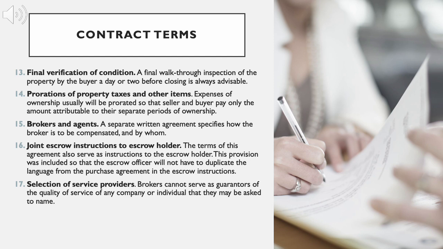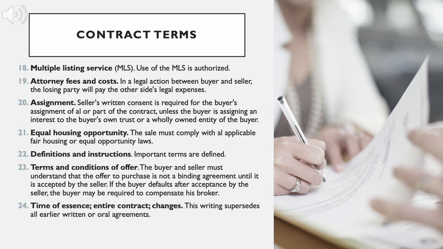Joint escrow instructions to escrow holder. The terms of this agreement also serve as instructions to the escrow holder. This provision was included so that the escrow officer will not have to duplicate the language from the purchase agreement in the escrow instructions. Selection of service providers. Brokers cannot serve as guarantors of the quality of service of any company or individual that they may be asked to name. Multiple listing service, MLS. Use of the MLS is authorized.